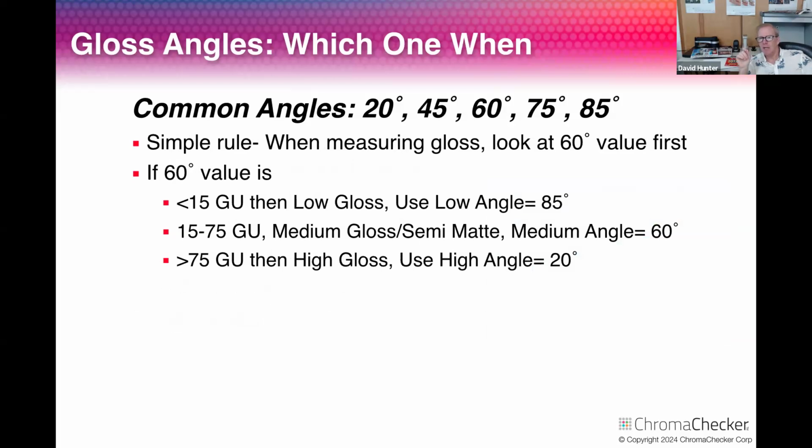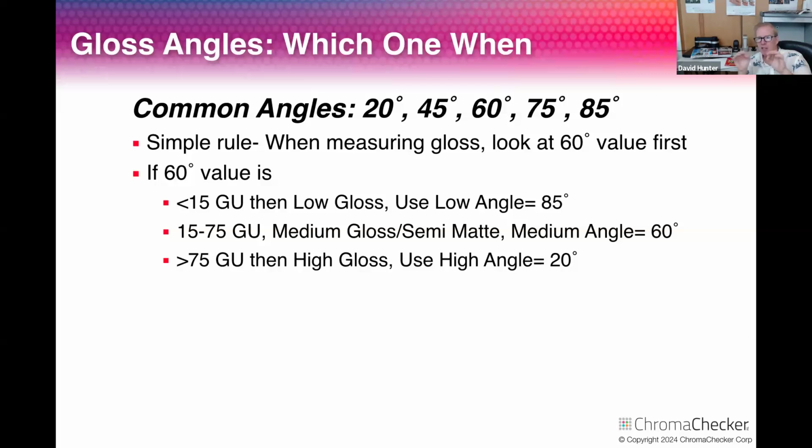And by the way, this is a general rule. When you look online, you'll see different companies say different things. Some companies say less than 10 gloss units. Some say less than 20 gloss units. So I say, less than 15 gloss units, then use the low angle, which is the 85 degrees.